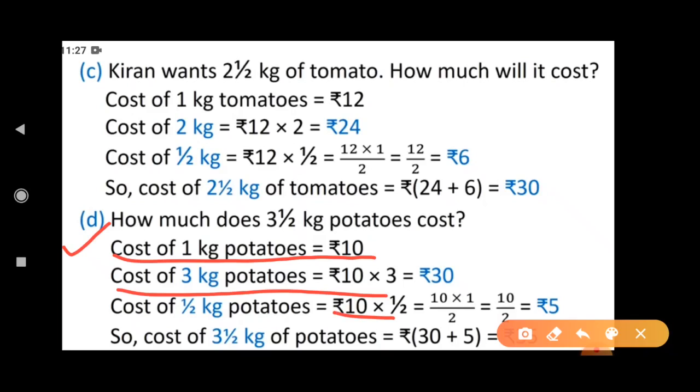So 10 ones are 10, divide by 2. 10 divided by 2 means rupees 5. Now we will add these two numbers, rupees 30 and rupees 5. So final answer we will get rupees 35. That is the cost of 3.5 kg potatoes.